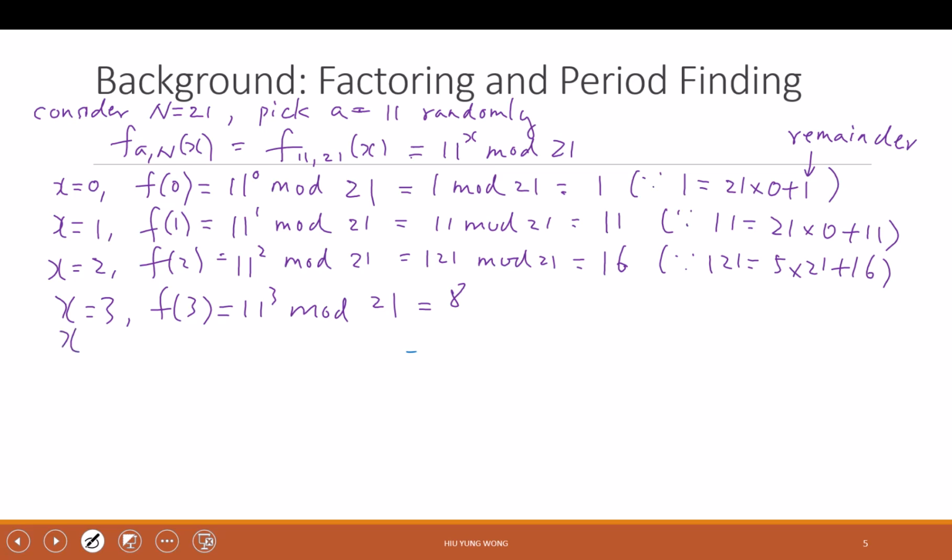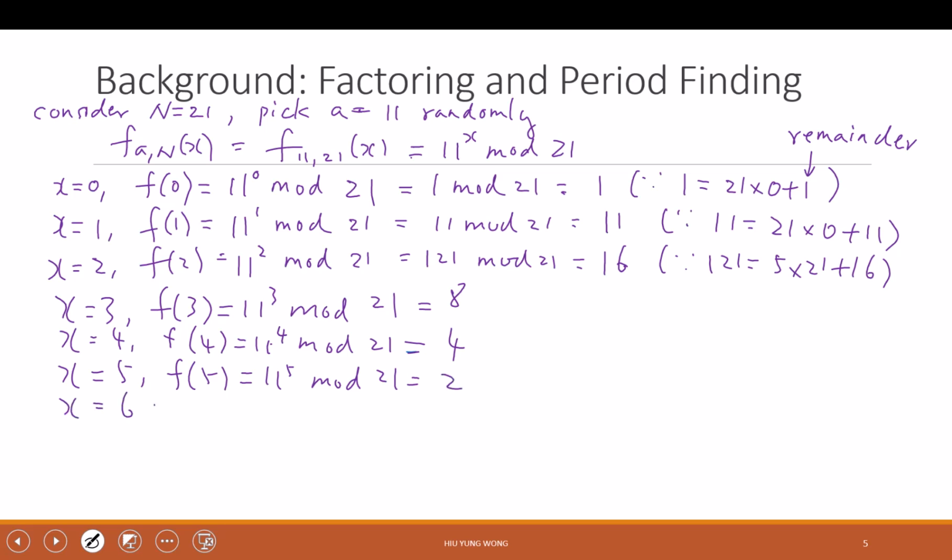Okay? X equals 4, f of 4, 10 to 11 to the power 4 mod 21, and the answer is 4. Okay? f of 5, and these are difficult to calculate. You see that every time, to find the remainder, you need to do a division. And f of 5, you may do many divisions. mod 21, this is equal to 2.